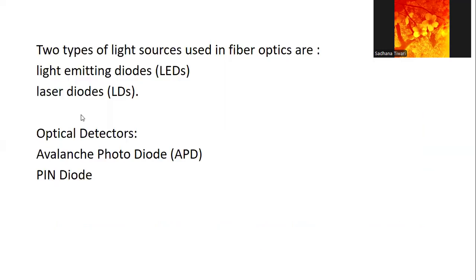So in the next video, we will discuss the different types of light emitting diode, when we are using light emitting diode, when we are using laser diode, and we also discuss the different criteria on the basis of which we will select the LED or laser diode in our optical communication system. And after that, we will discuss the optical detectors. Sources are used in the transmitter and detectors are used in the receiver section.